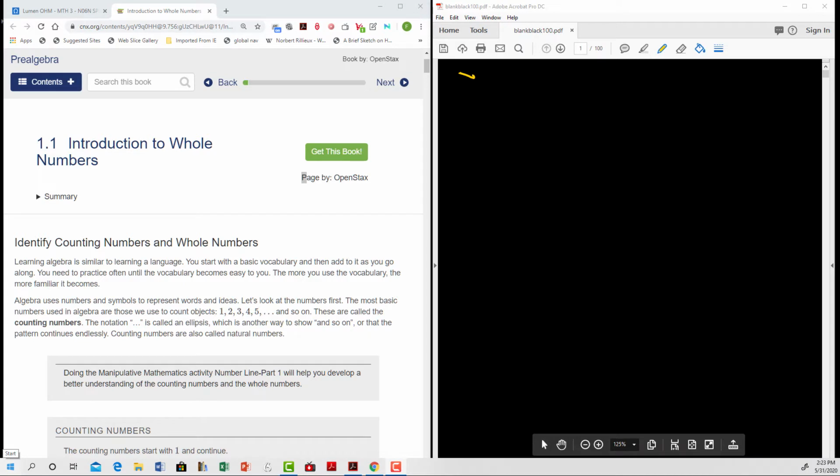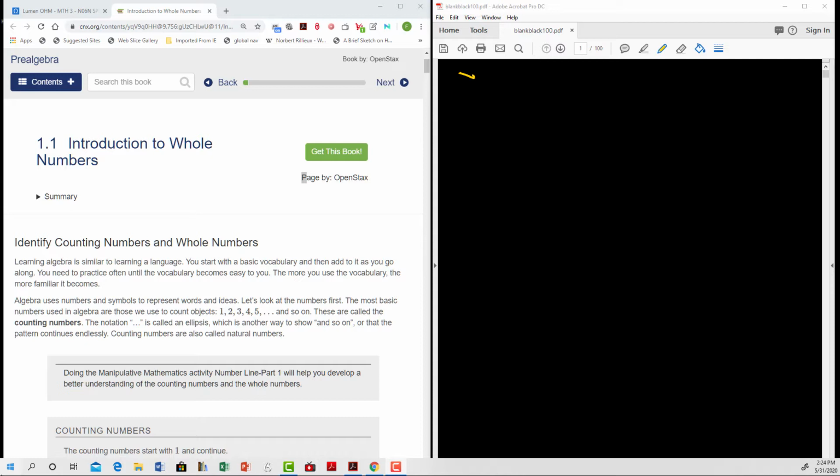Introduction to whole numbers, identifying and counting numbers and whole numbers. Learning algebra is similar to learning a language. You start with basic vocabulary, and then add to it as you go along. Algebra uses numbers and symbols to represent words and ideas.